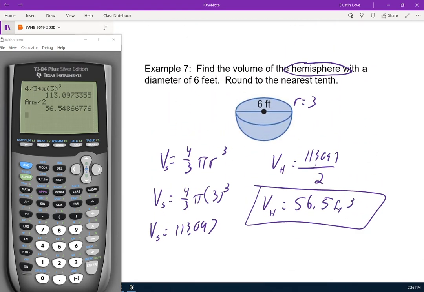All right, that's it. Relatively simple. Just make sure you're keeping track of your formulas, and notice on every single one of these, I wrote down the formula before I plugged it in. I wrote down the formula, and then I went down and plugged it in. Very good habit to get into.